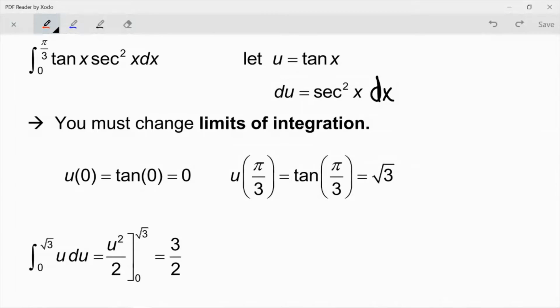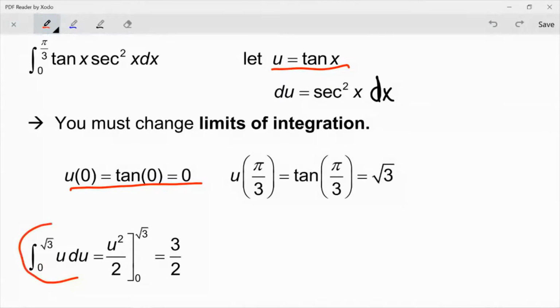Now, remember, we have this relationship. Any u value is equal to the tangent of the corresponding x value. So that's what's being done here. We're finding the new limits of integration. When x was 0, the u is going to be equal to the tangent of 0, which is just 0. So that's where the lower limit came from. When x is equal to pi over 3, if I plug into tangent x, tangent of pi over 3 is square root of 3, and that's where the upper limit came from.